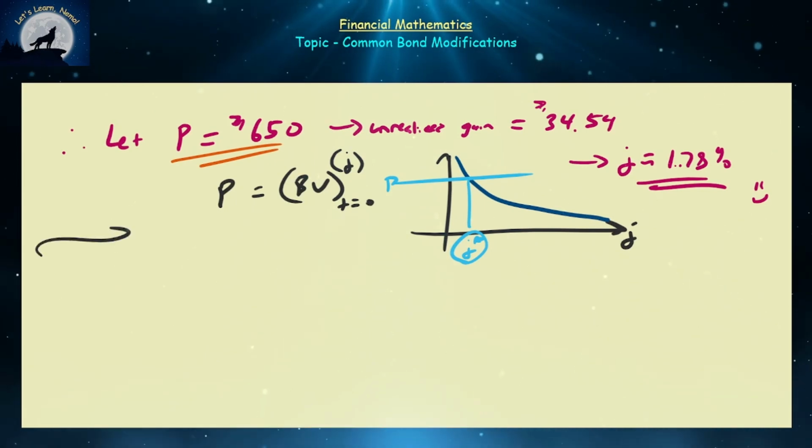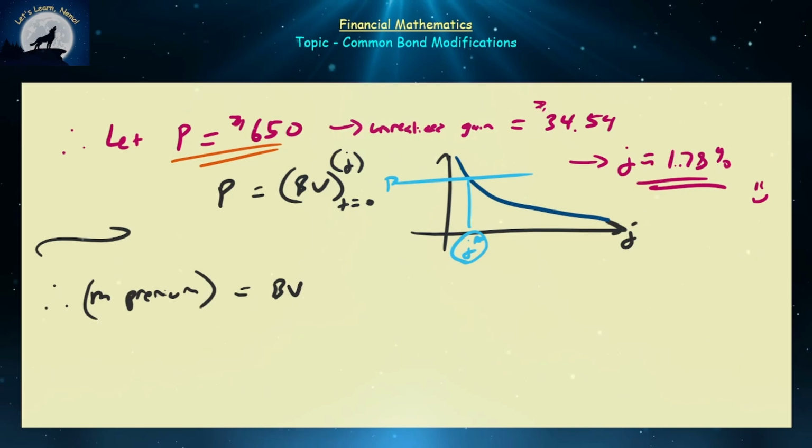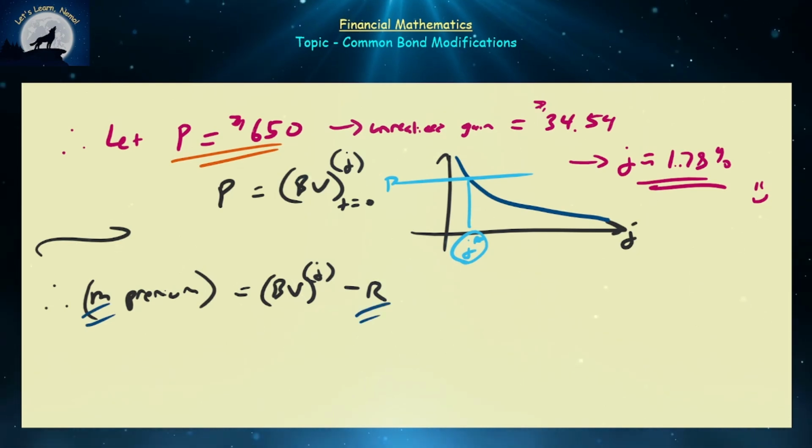So keep in mind, we have to do a little bit of math just to be sure, but the maturity premium, if it is a premium bond, is just going to be equal to BVJ minus our redemption value R. Keep in mind, this is a maturity premium, so it's with respect to the redemption, but if it's a face value premium, then it's with respect to F, not R. So this is going to be equal to what?